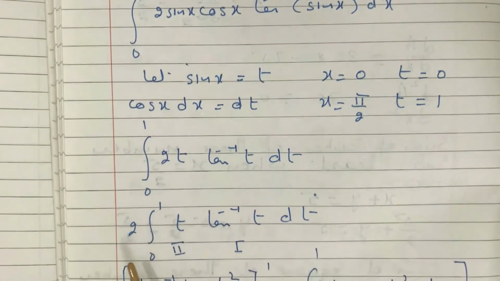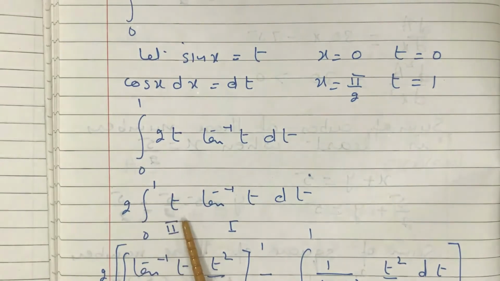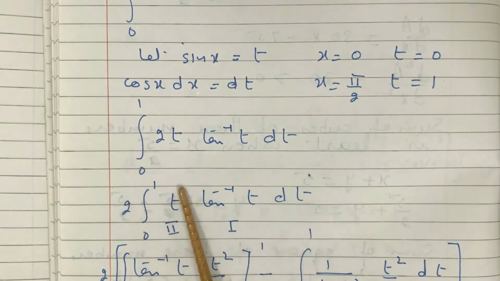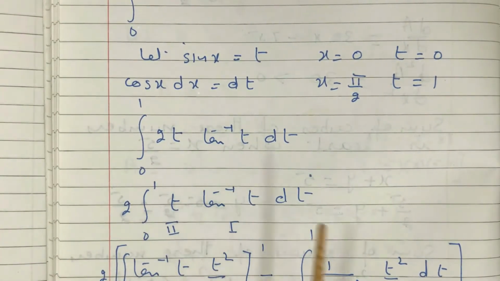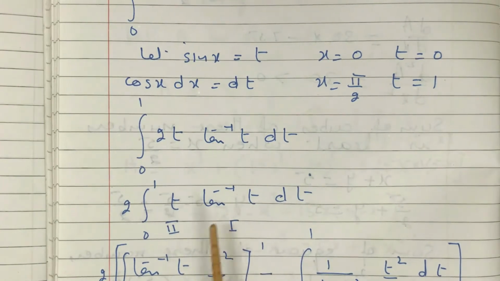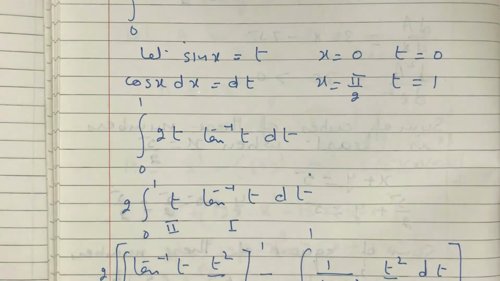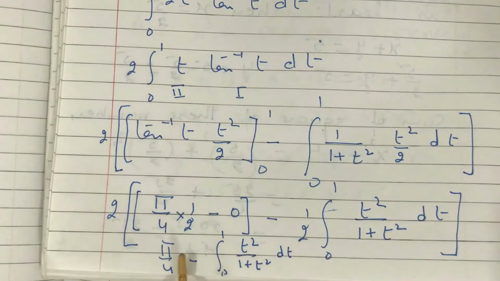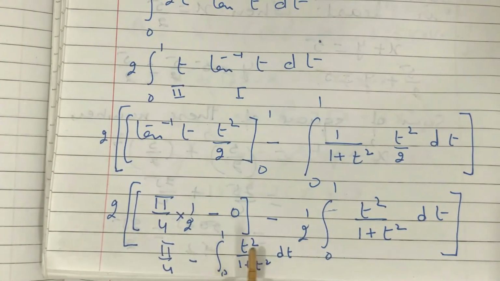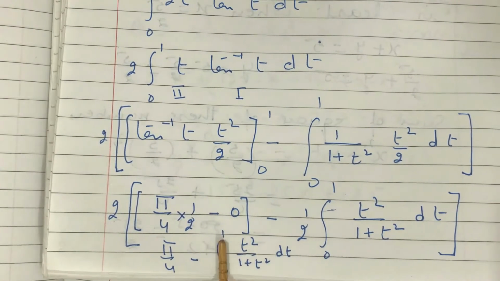Now this is equal to integral of 2t tan inverse t dt from 0 to 1. Now integrate by parts. This is the first function, this is the second function. Now when you integrate it by parts, you will get pi by 4 minus integrate t square upon 1 plus t square dt from 0 to 1. On the next page, I will solve this.